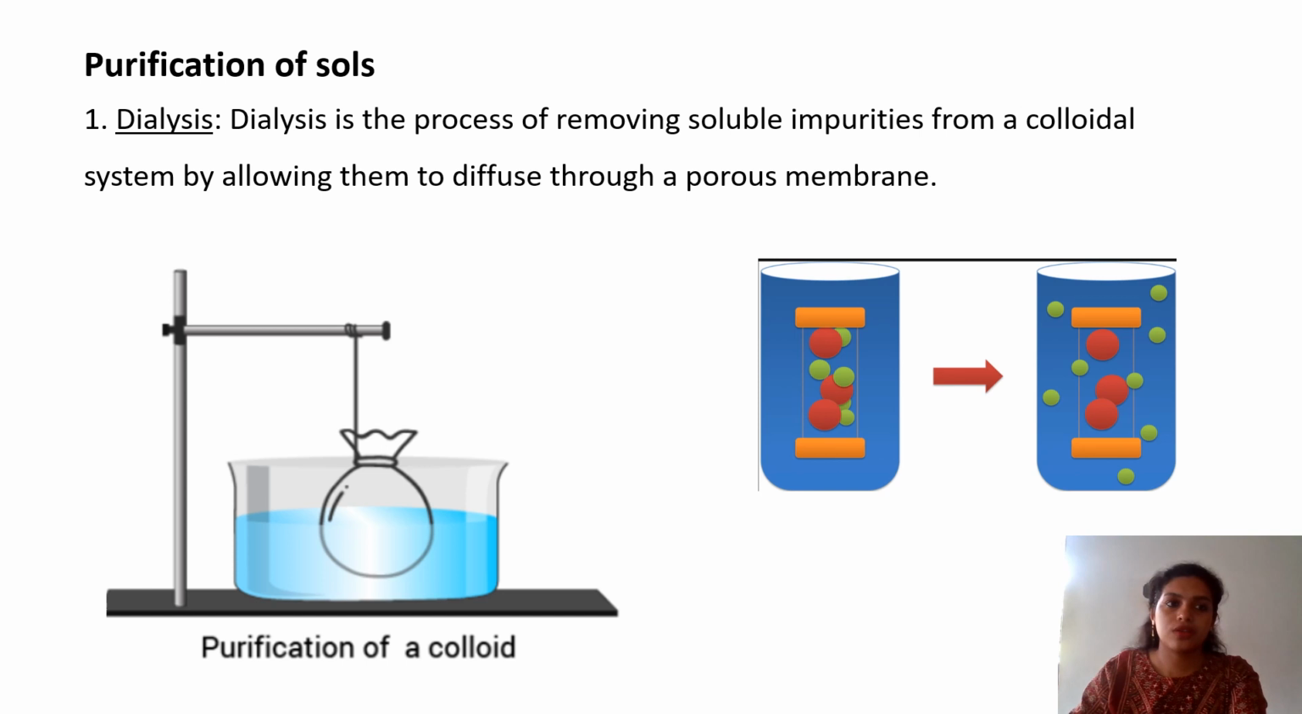And the last part of today's discussion is the purification of sols. Two methods are employed here, and the first one is dialysis. Dialysis is the process of removing soluble impurities from a colloidal system by allowing them to diffuse through a porous membrane. Okay, ഇവിടെ ഇതാണ് idea. A porous membrane എന്ന് പറയുന്നത്, that is permeable only to the impurities and water ആണ്. It is impermeable to the colloidal systems.